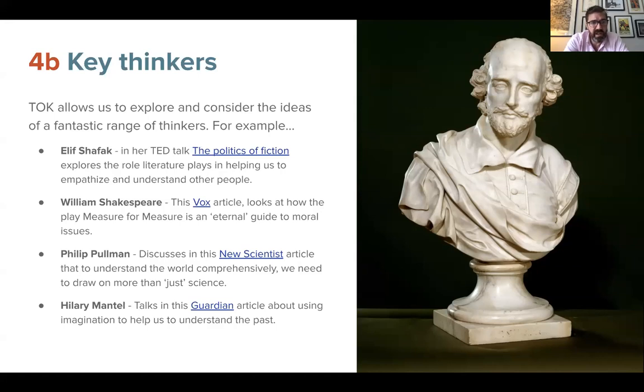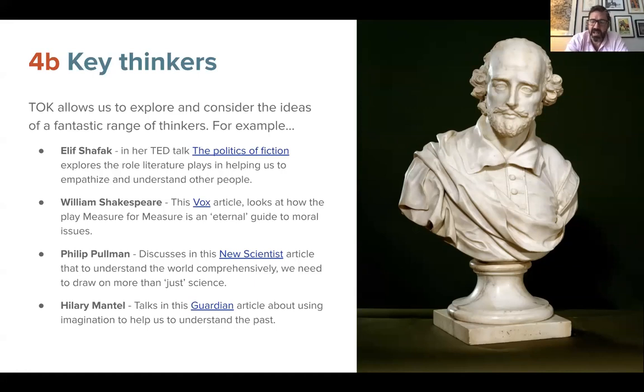More modern writer there, Philip Pullman, who discusses the need for using more than just science in order to understand the natural world. Do we need to draw on art and literature in order to do it? So he has many great things to say, many often quite provocative ideas that he promotes. Again, a great thinker to bridge that gap.